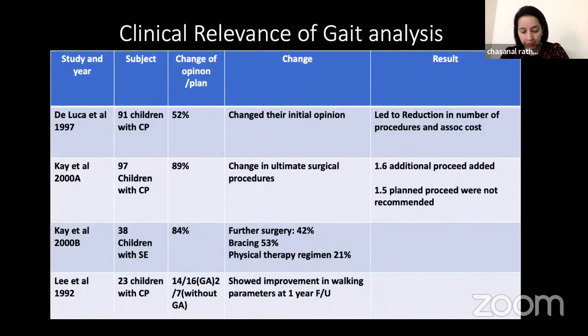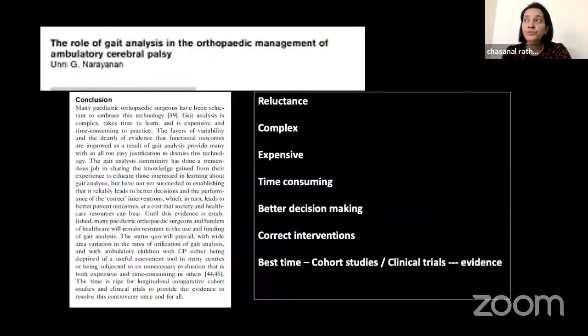Now, there are various studies so far that talk about how gait analysis has changed the management. There have been studies where they said that after getting a gait lab, there was a reduction in the number of procedures. Also, some of them said they added additional procedures. What I also felt was that there was a reduction in procedures at the hip level and more procedures at the knee or different types. I'll talk about them.